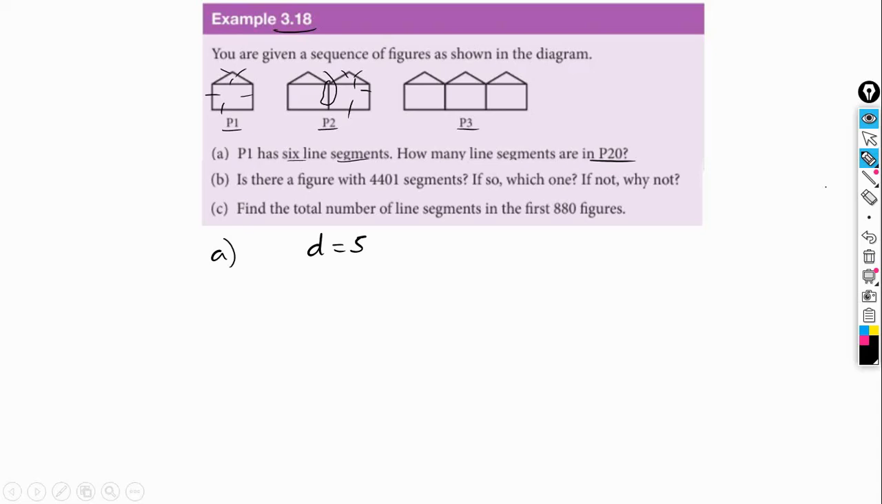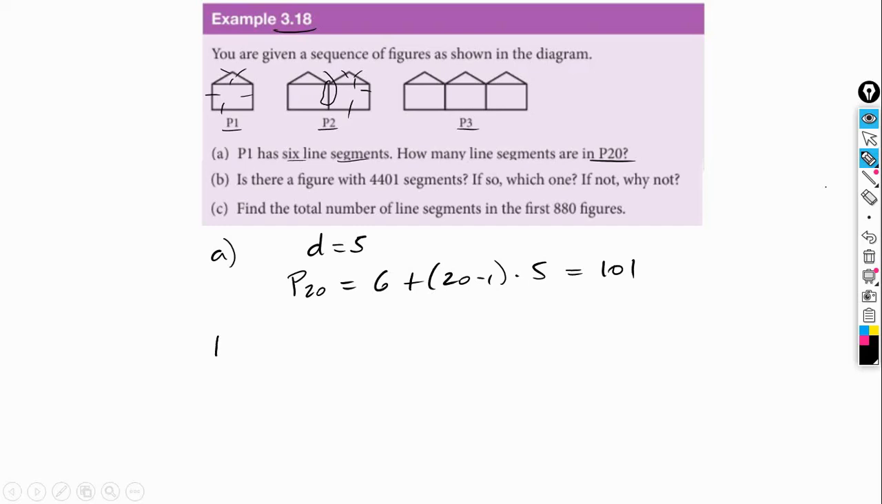Well, we would just have to use the formula for an arithmetic sequence. So this would be P20 is equal to the first term, which has 6 line segments. So 6 plus 20 minus 1 times the common difference of 5. So if we do the math here, this is going to give us 101. So that means that P20 has 101 segments.